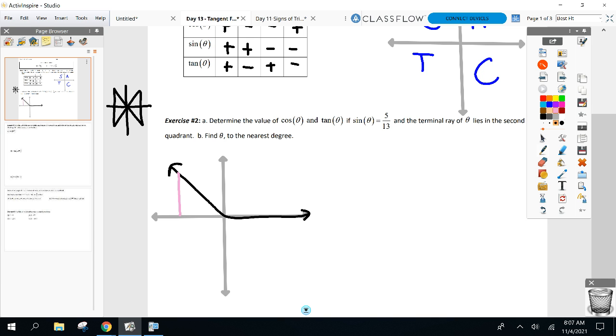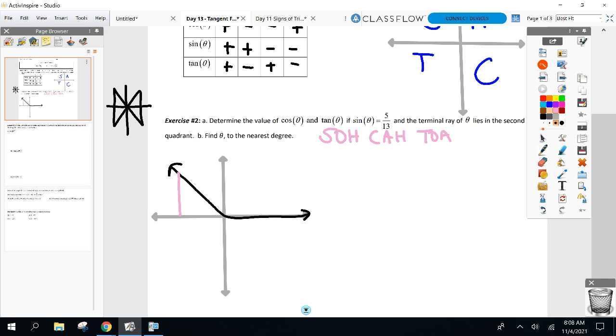What's the other big piece of info they give me other than we're in the second quadrant? Sine is 5 over 13, which means, in your group right now or by yourself, put a 5 and a 13 somewhere on that triangle. Sine. If you've got to write it out, SOHCAHTOA. Where should the 5 and the 13 go on that right triangle? Because it's sine.